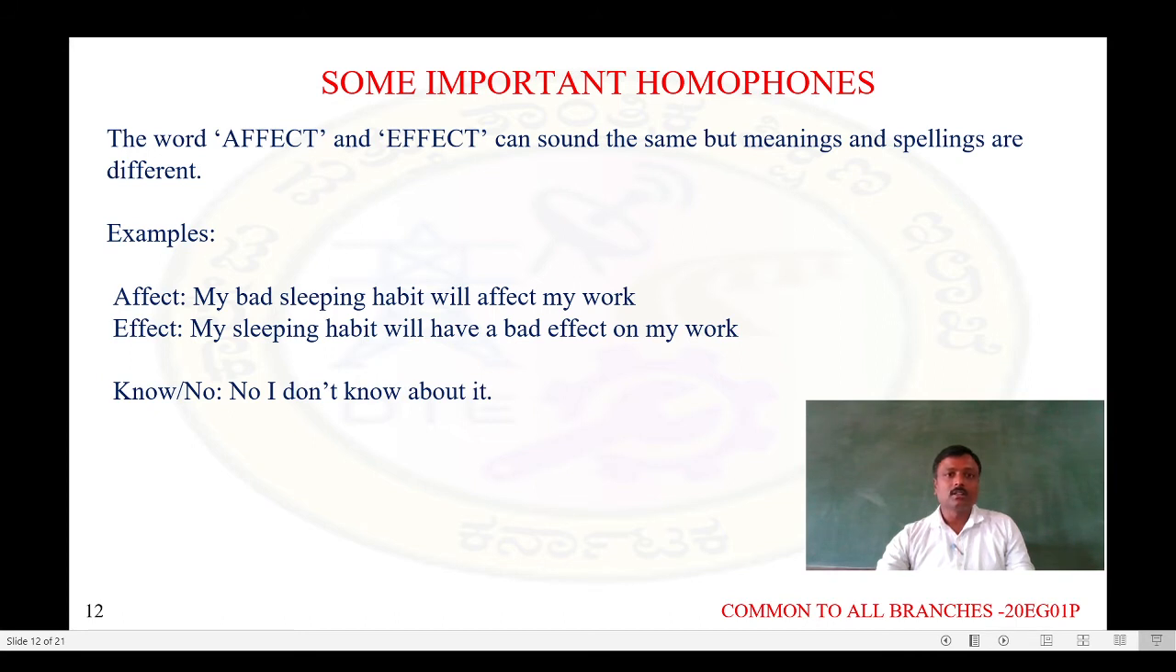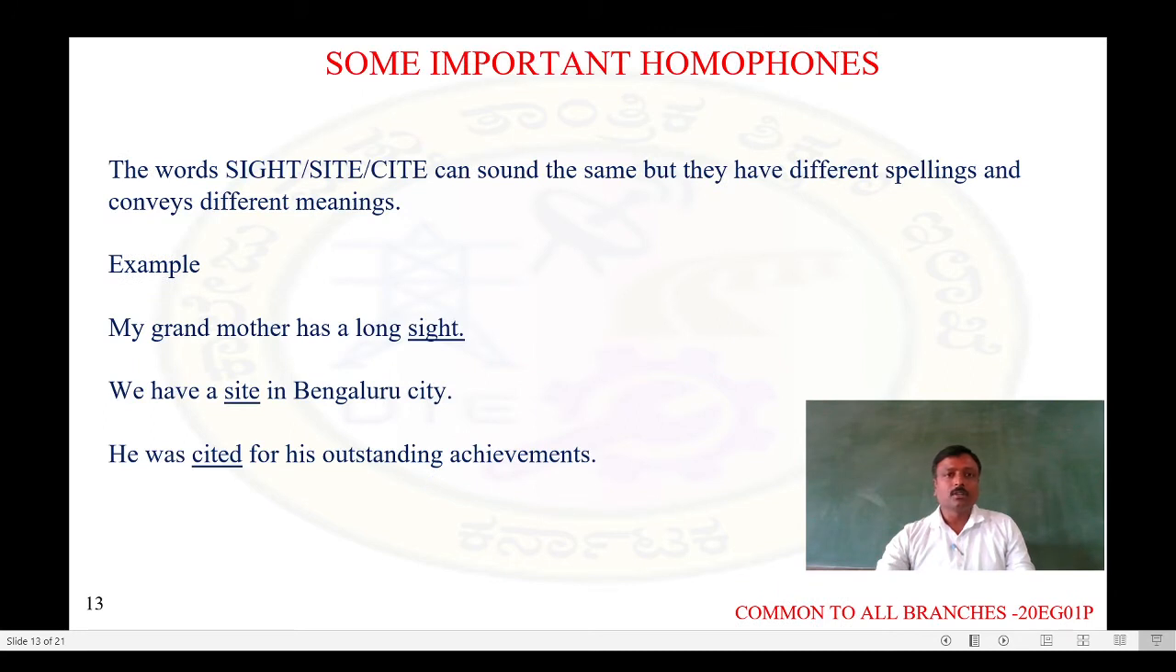So these are all examples on homophones. Some more examples here on homophones. Let's see the words SIGHT, site, and CITE, site. You can observe they have the same pronunciation. These three words have the same pronunciation, but they have different spellings and they have different meanings. They can sound the same, but they have different spellings and convey different meanings.